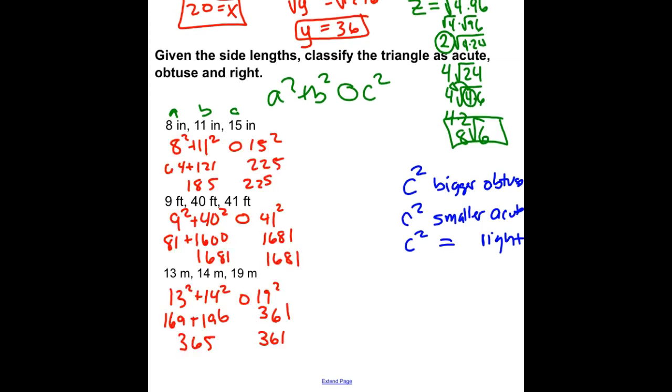Alright, so we should have gotten some numbers like mine. I got 185 compared to 225 here. Well, 225 is bigger. That means c squared was bigger, so this first one's obtuse. Go to the next one.